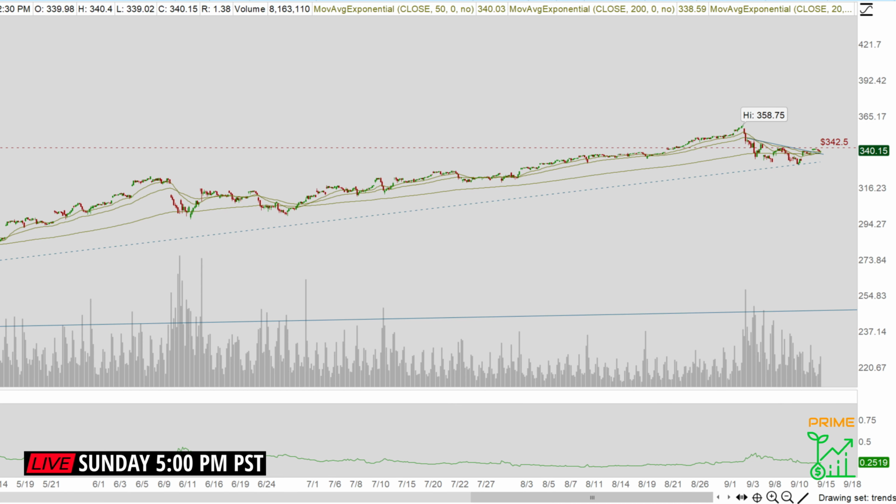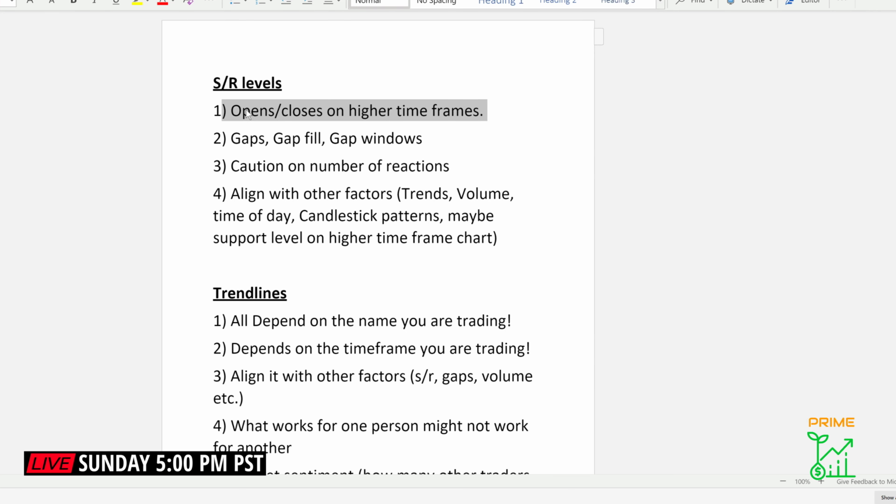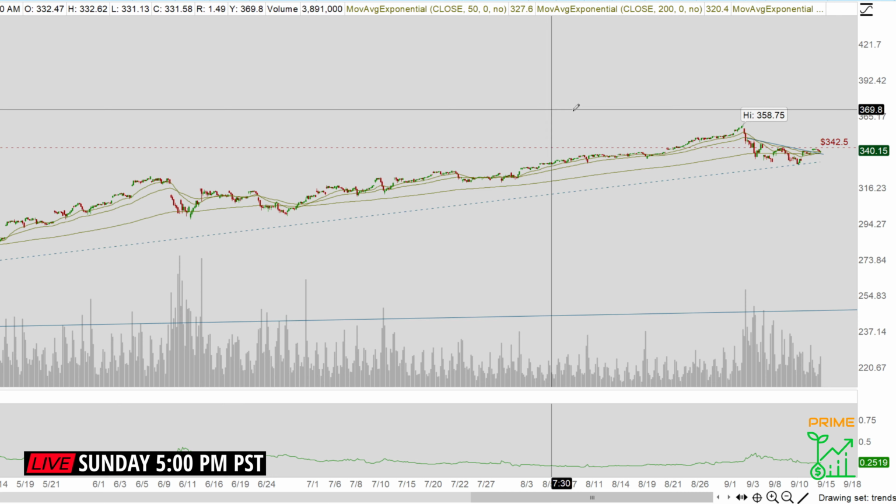Let's get straight into it here. In fact, today I have a cheat sheet, so we're going to go over to this cheat sheet. We're going to talk about support and resistance levels first, and we're going to say opens and closes on higher time frames. So what I mean by this is just looking at the chart.